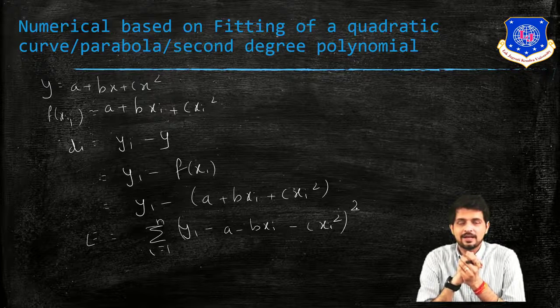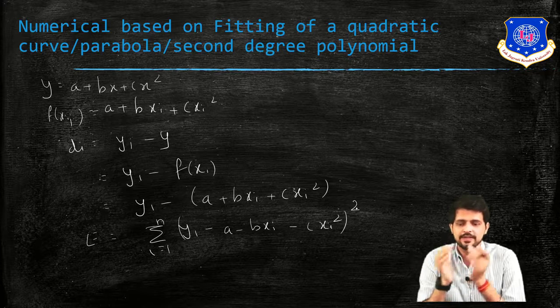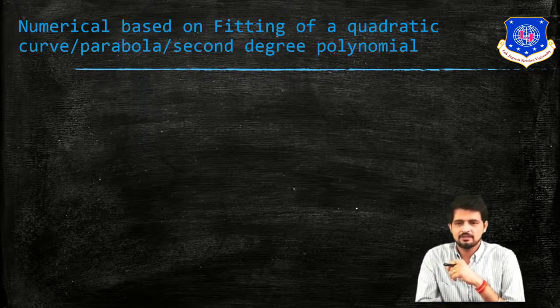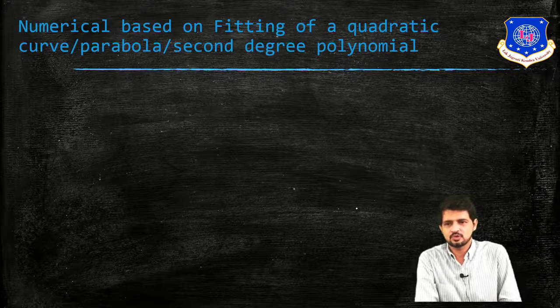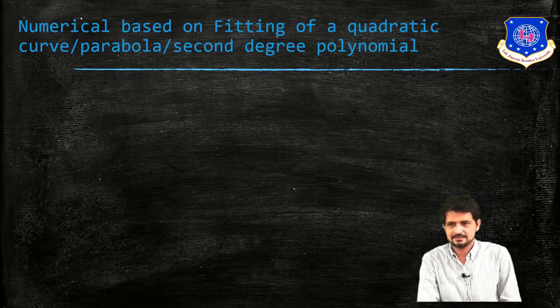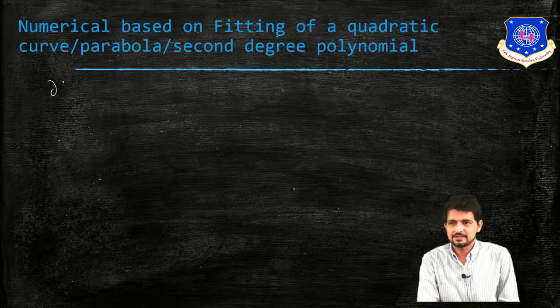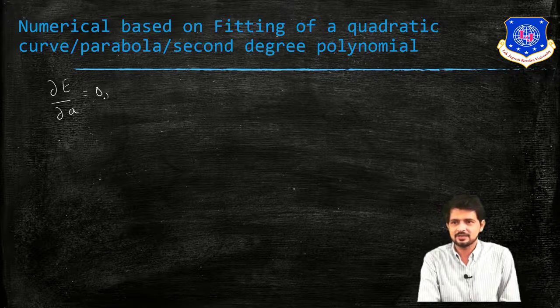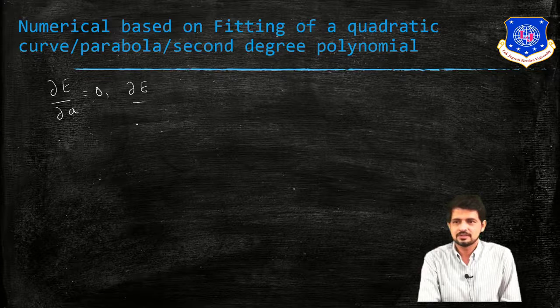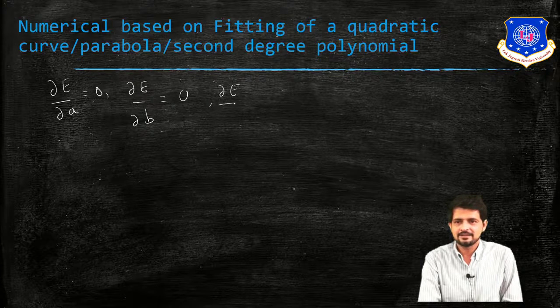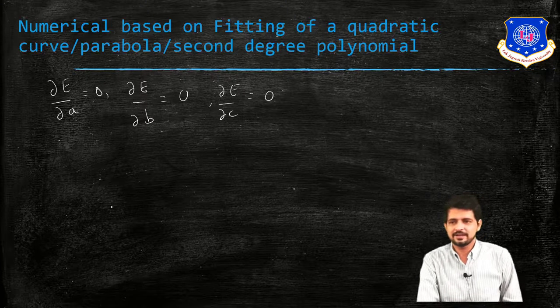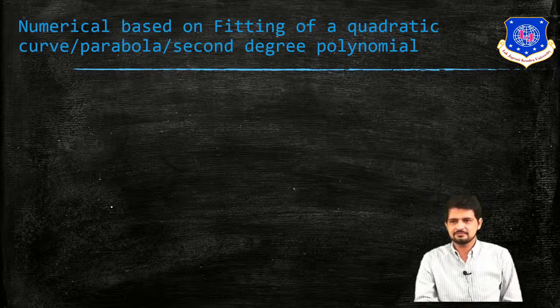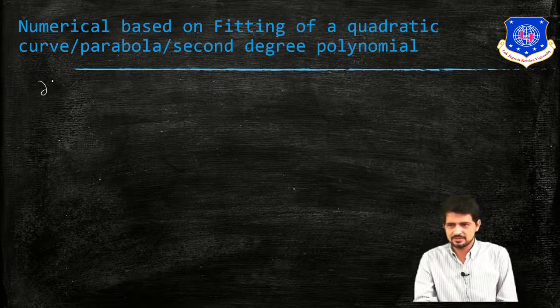To apply the least square method, the value of E should be minimum. So in this case, we will have three equations. For the value of E to be minimum, del E upon del a should be 0, del E upon del b should be 0, and del E upon del c should be 0. So these are my conditions. Let us study this one by one. Let us derive the normal equations one by one.